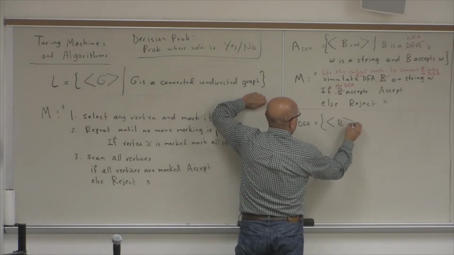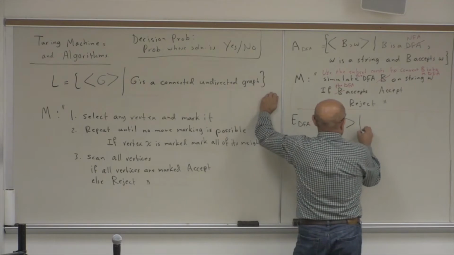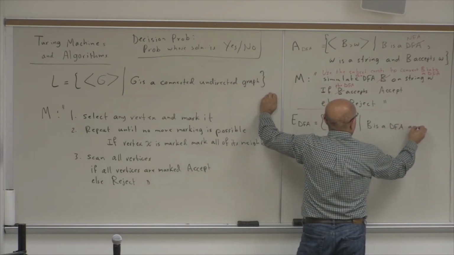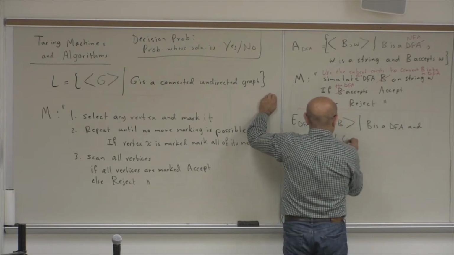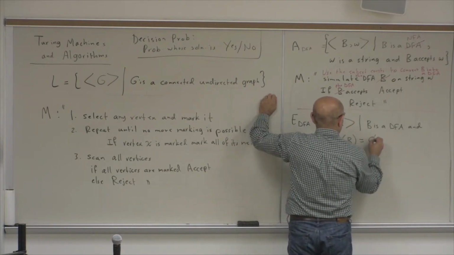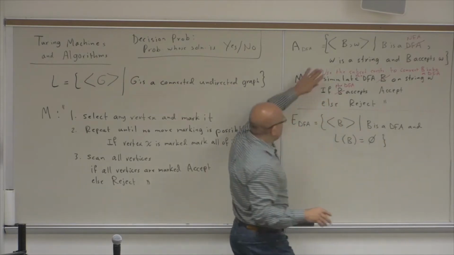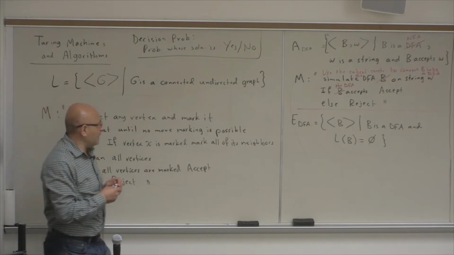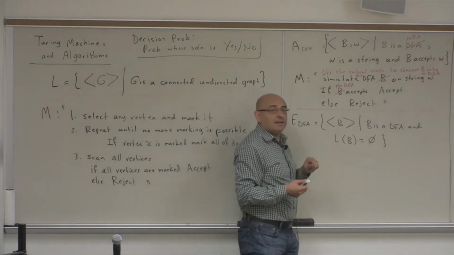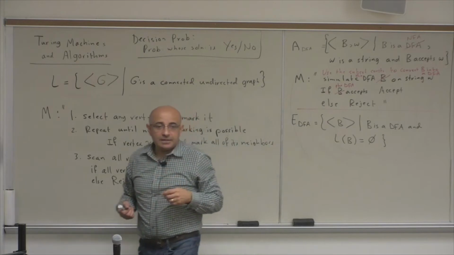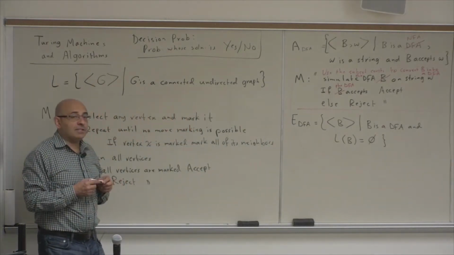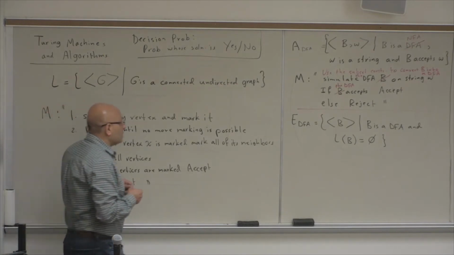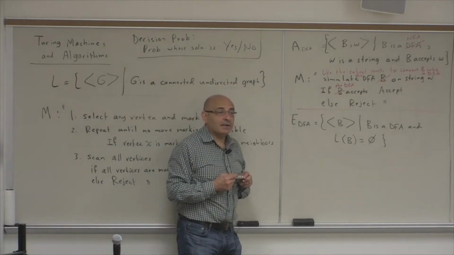B is a DFA, and L of B equals phi. Now that was trivial. This is not as trivial. This is more interesting. So here you are given a DFA, and you need to determine if the language for this DFA is phi. Now what would make the language of a DFA phi? How would you check it?